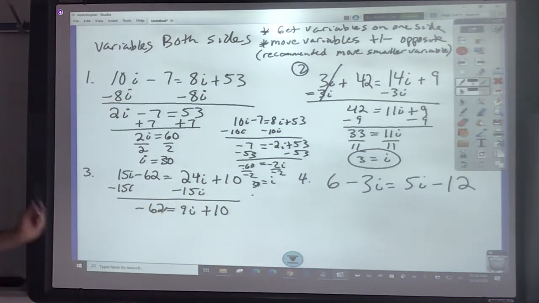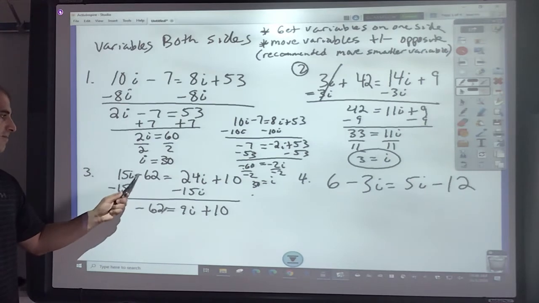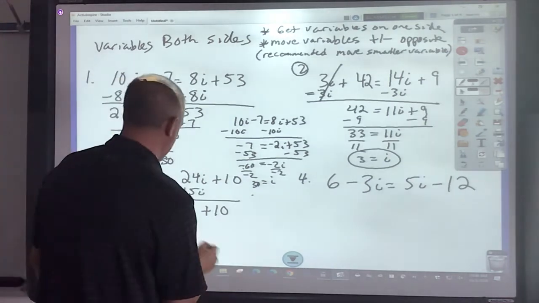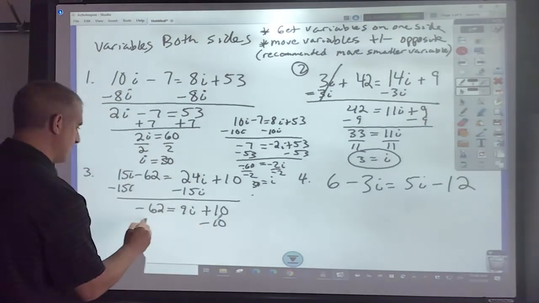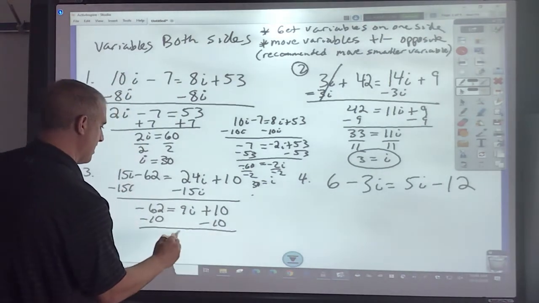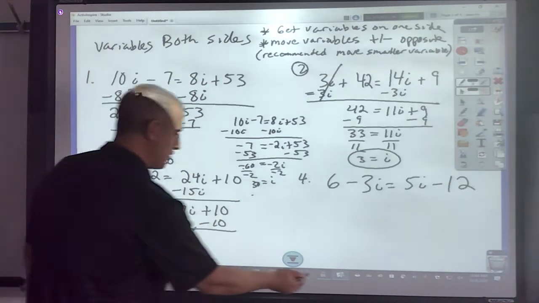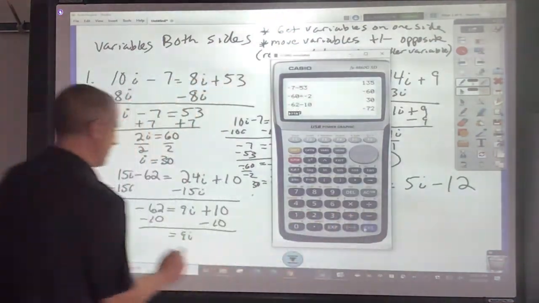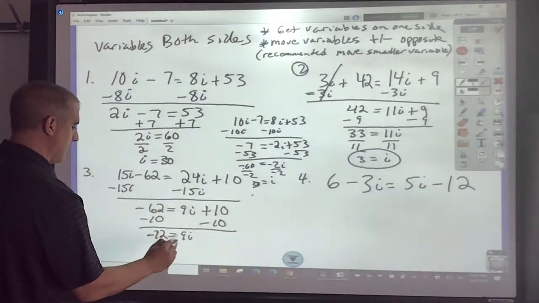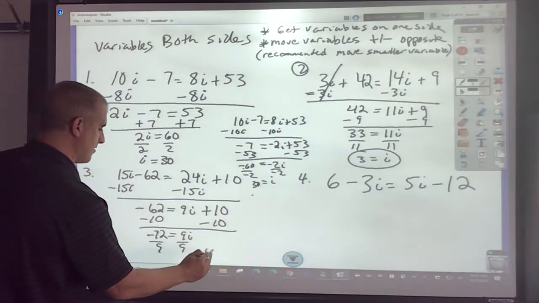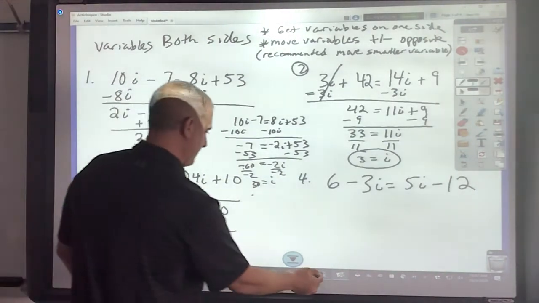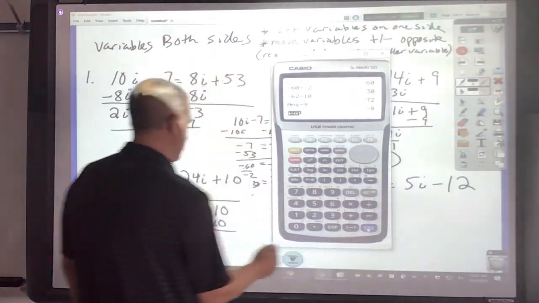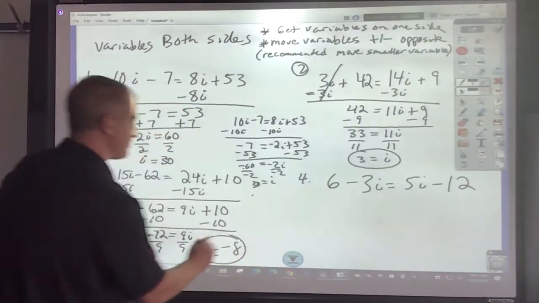So here's a key thing I want you to see from this. This minus 62, we're going to treat that like a negative. I would subtract 10. 9i equals negative 62 minus 10, which is negative 72, and divide by 9, i equals negative 72 divided by 9 is negative 8.